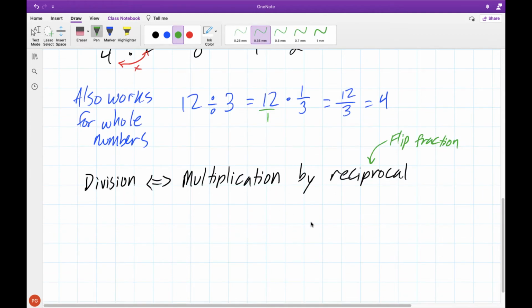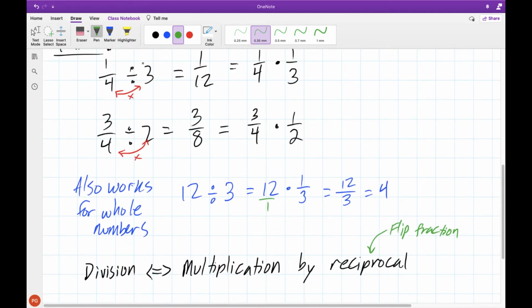The key idea here is that division is the same as multiplication by the reciprocal of whatever you're dividing by. So in this case, the second number. And reciprocal just means that we flip the fraction. Now for our first examples here, the second number hasn't been a fraction.